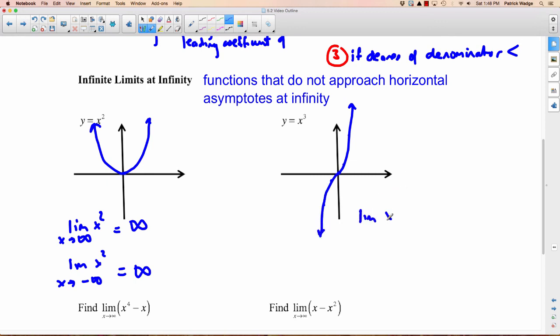What's the limit of x cubed as x approaches infinity? Okay, as we go to really big x's, what happens to the y's? Really, really big. They're increasing without bound. But as we look at the limit of this as x approaches negative infinity, what's happening? As we get really small x values, smaller and smaller, what's happening to the y values? They're decreasing without bound. So we're approaching negative infinity.